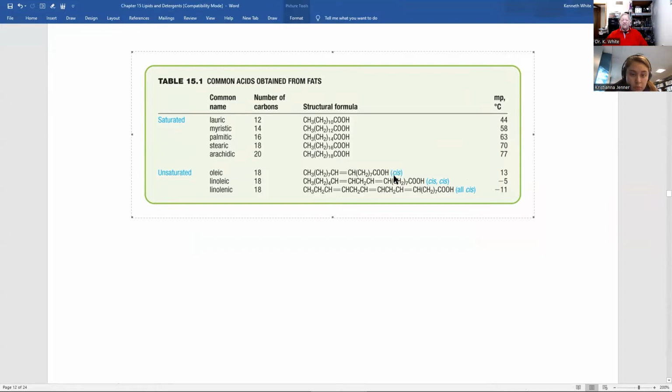Now here they have cis, and you can tell they're academic chemists, because it can be trans too. And same thing with linoleic with 2 double bonds and linolenic with 3. You don't have to know the structures.